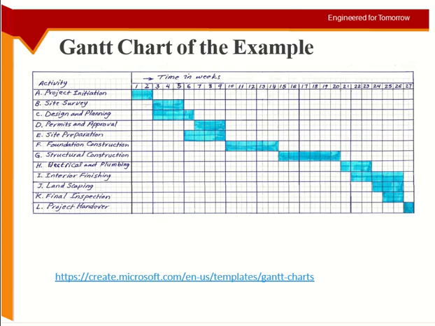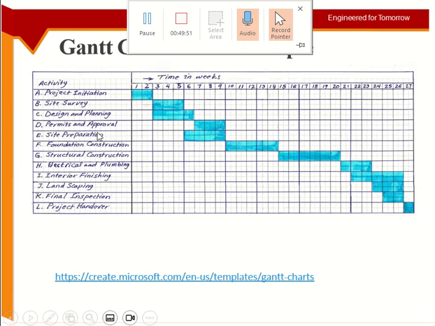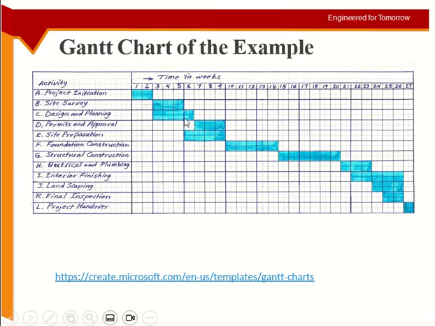Maybe design depends upon site survey as well. Maybe because of the site survey, the designer wants to know the size of the plot. So maybe there is a dependency missing. Now you will see this overlapping here. This is not possible.